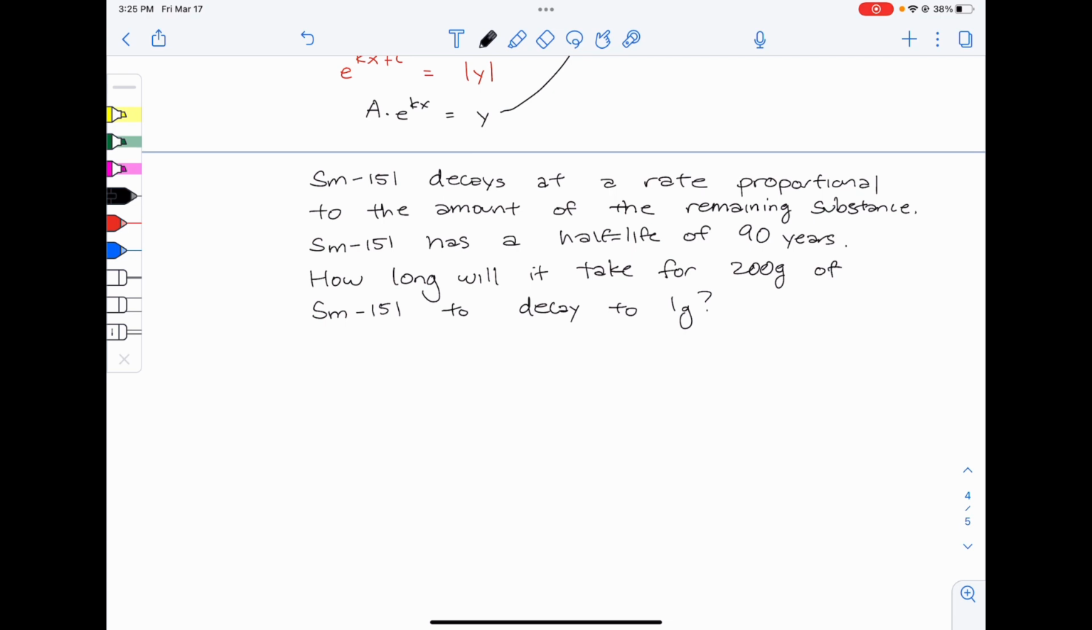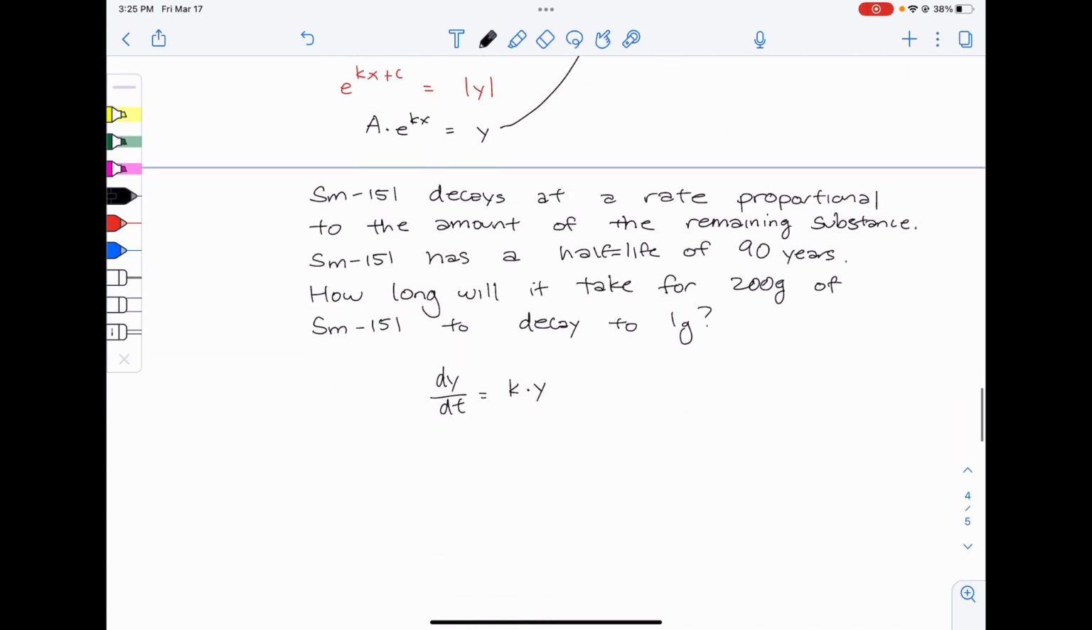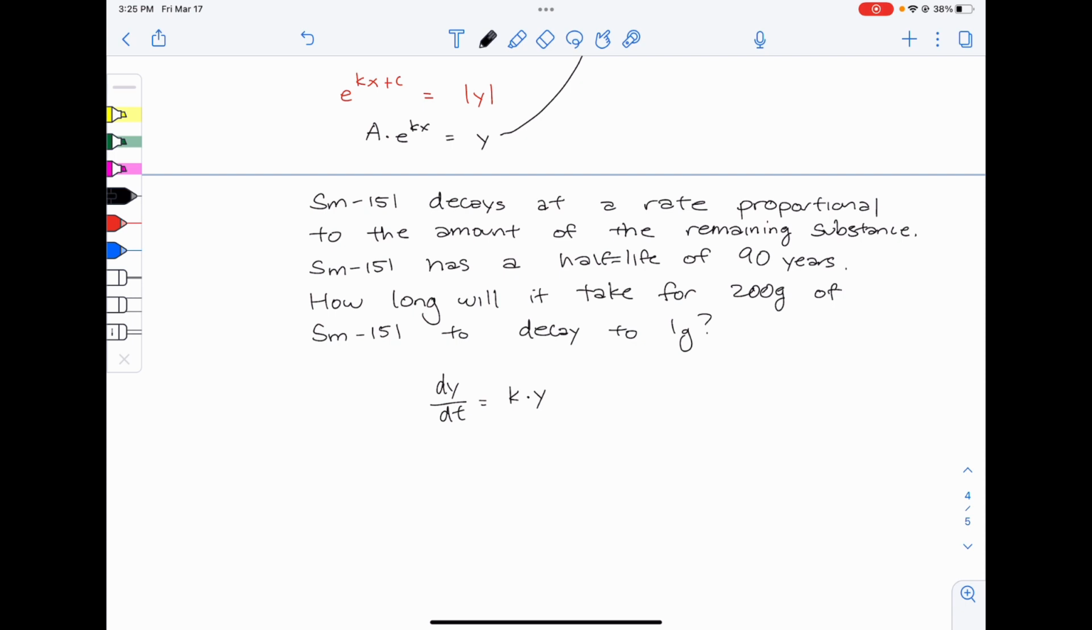So we have dy over dt is equal to k times y. We're not doing dx this time because we're changing at a rate of time. So let's go ahead and integrate this. You can already assume that y is equal to a times e to the kt right now if you want. Or you can just do the whole thing again because we're using a different variable. So I'm just going to go ahead and do that.